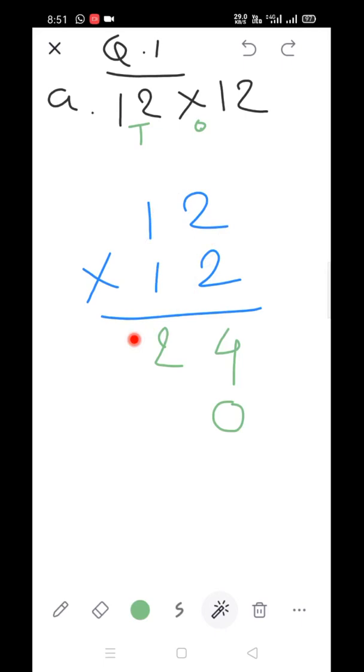So 2 multiply by 1, 1 multiply by 2. 1 ones are 1, 1 twos are 2. So write down 2 here. Next, 1 multiply by 1. So it's a 1 again. Here is nothing, so you can count it as 0.